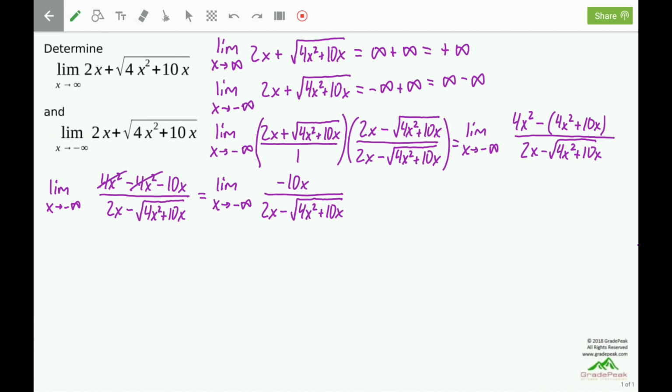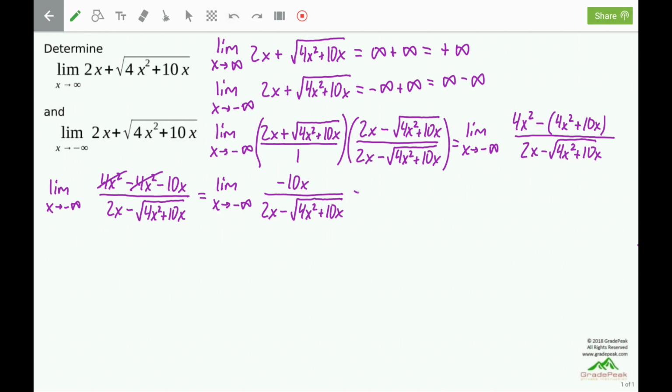Now that it's simplified, let's try plugging in negative infinity in for each of the x's. Only the highest power terms in the numerator and denominator will matter here. In the numerator, negative 10x, in the denominator, 2x and the square root of 4x squared. In the numerator, negative 10 times a negative infinity will be a positive infinity, divided by 2 times negative infinity is negative infinity, minus negative infinity squared is positive infinity, times 4 is positive infinity, the square root of positive infinity is positive infinity, so it'll be negative infinity minus a positive infinity. Negative infinity minus infinity is negative infinity.